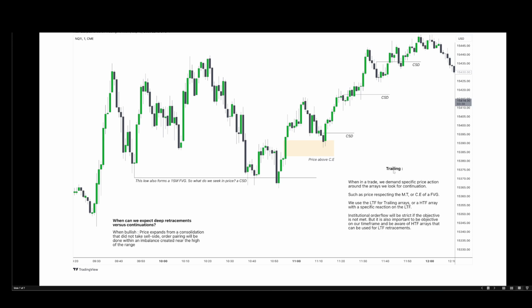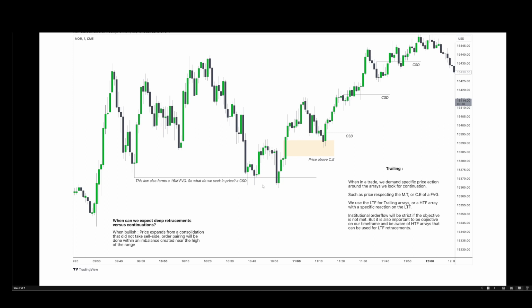So we're going to talk very shortly about trailing. And so when we're in a trade, we demand specific price action around the arrays. We look for continuation, right? So when we have a model, it's a specific set of rules or a specific set of steps that we see form around a price that is built around a specific narrative, right? So in this case, if we are bullish, this low also formed a 15-minute fair value gap.